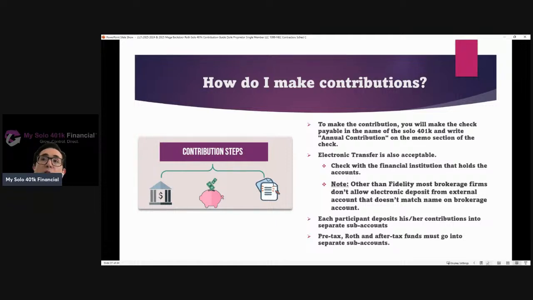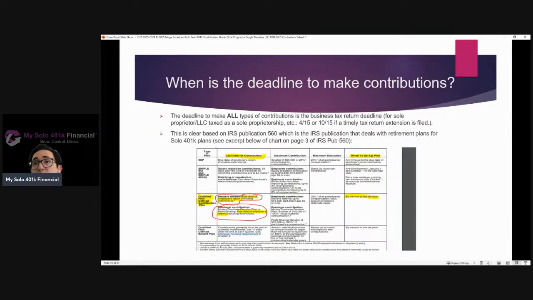For example, like Schwab, those other brokerage firms generally won't allow for an electronic deposit from an external account where the name on the external account isn't in the name of the plan, right? Where it doesn't match the name on the brokerage account at the firm. Each participant will deposit his or her contributions into separate sub-accounts. Moreover, there'll be separate sub-accounts for different types of funds, right? Like pre-tax, Roth, and after-tax. This is how you end up with 6 different accounts.